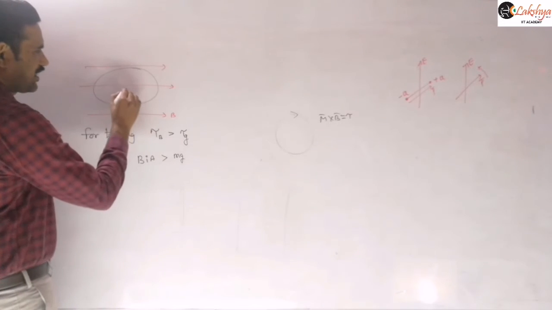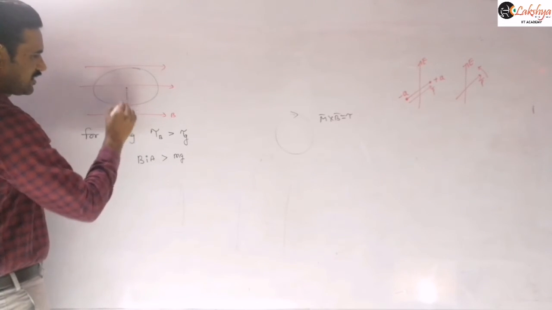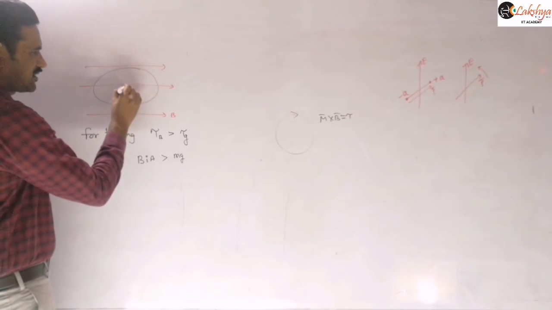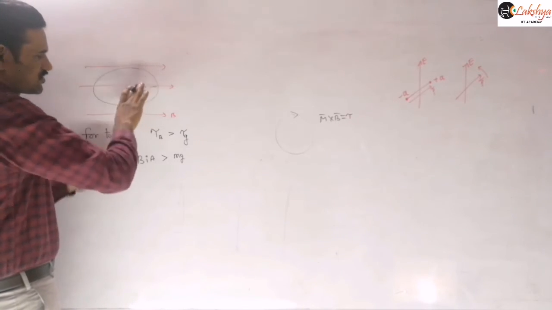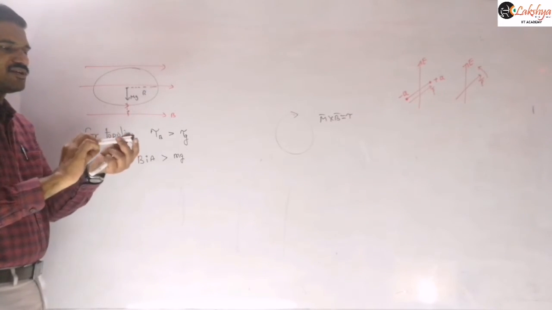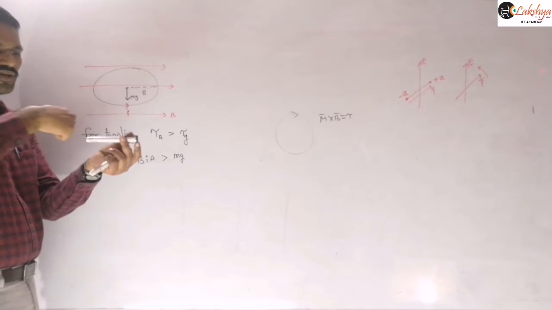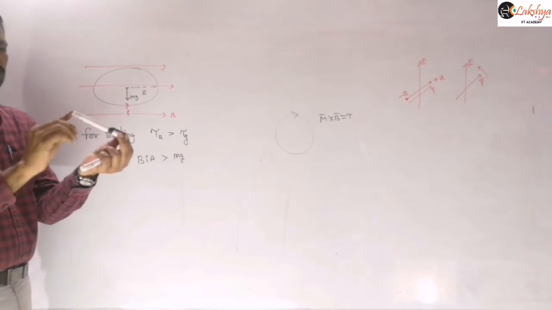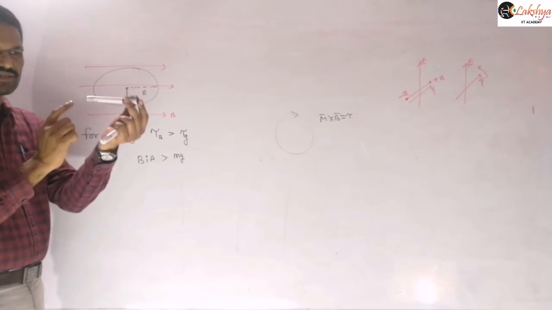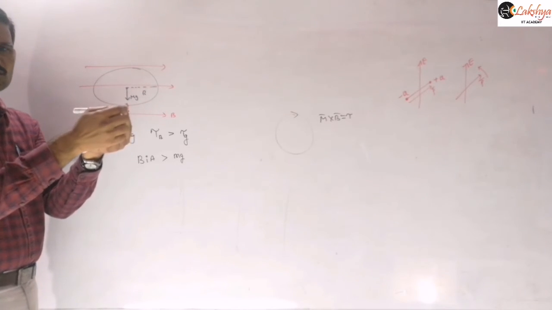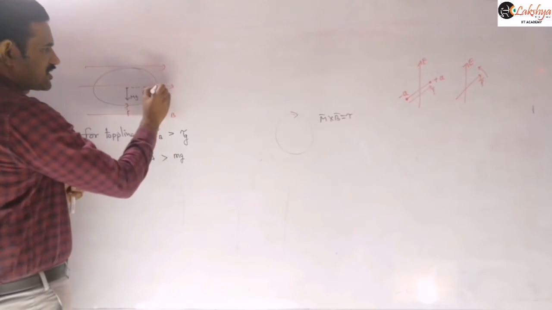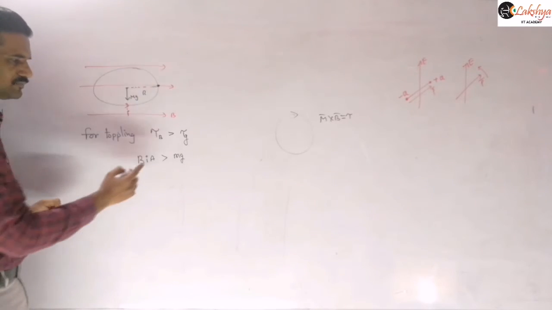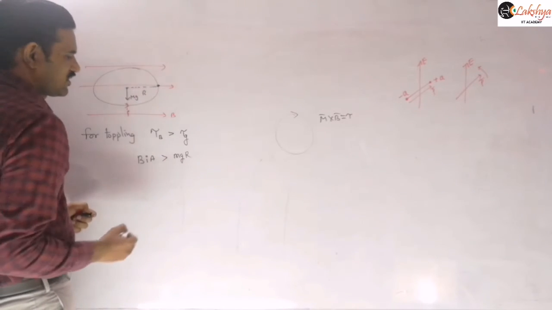The torque due to gravity: mg acts in the vertically downward direction. This is the direction where mg is acting, and this will be the perpendicular distance. The toppling, that means the turning, will take place about this edge of the loop. mg acts at the center, so the perpendicular distance is about this point. So mg into r we need to write.